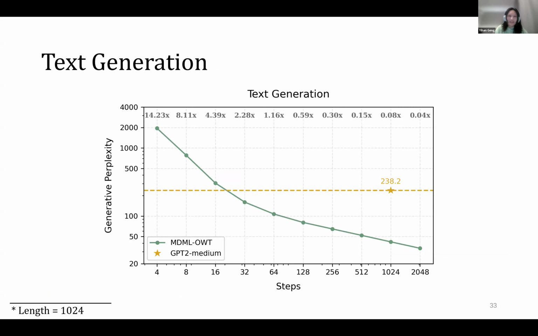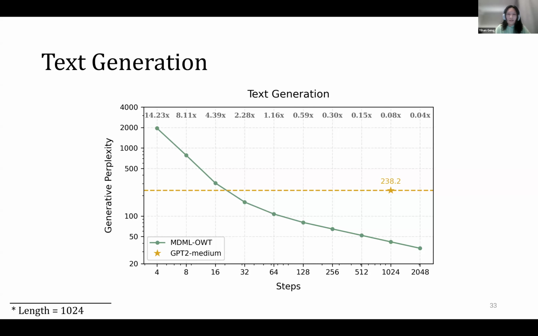Now we turn to experiments on existing large language models. For the text generation task, we compared a masked diffusion model trained on OpenWebText, called MDLM-OWT if I remember correctly, with GPT-2 medium, which serves as a baseline because they have similar sizes. We compute their average generative perplexity over 2,000 samples, each of 1,024 tokens. In this figure, the x-axis, y-axis, and the numbers are similar to the previous ones.